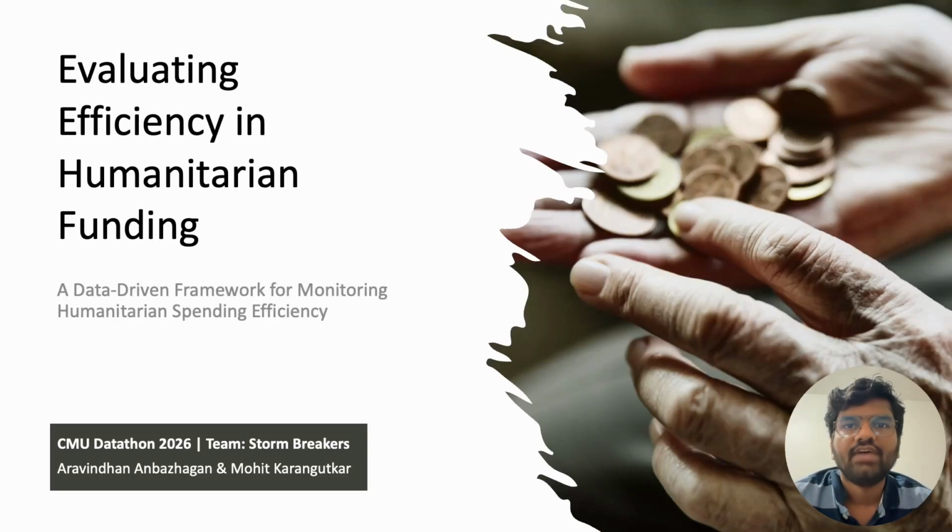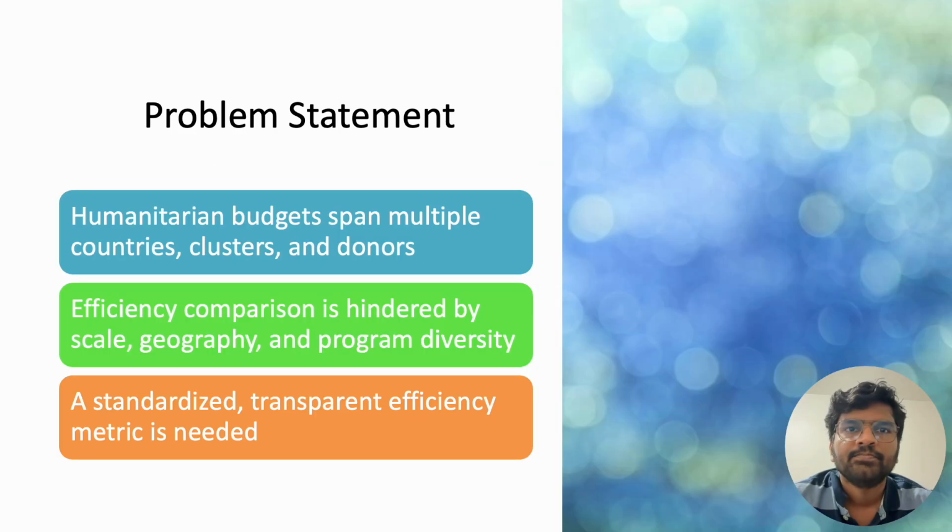Our project is evaluating efficiency in humanitarian funding. The core idea is simple. When humanitarian funds are limited and needs are vast, how do we ensure money is reaching the maximum number of beneficiaries efficiently? We propose a data driven, standardized framework to help answer that.